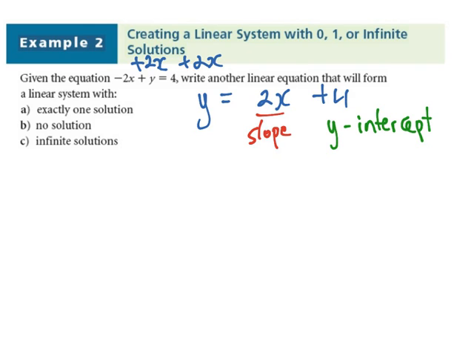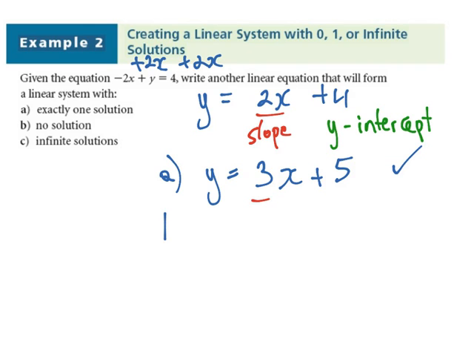So this means that for part A, we could pick a value of 3x. Now the slopes are different. This one's 3, this one's 2. And the y-intercept has to be different. So any intercept except for 4 will work. Well, let's just choose 5. There you go. Done. So exactly one solution for this one.